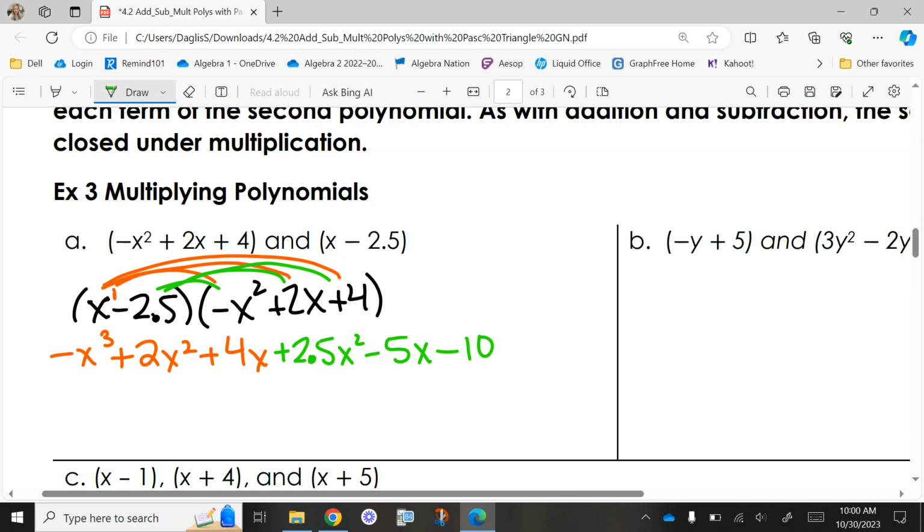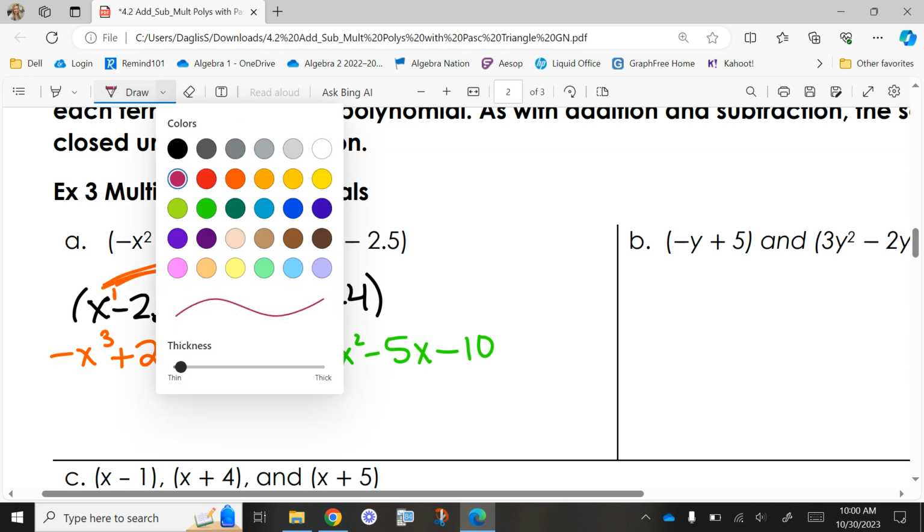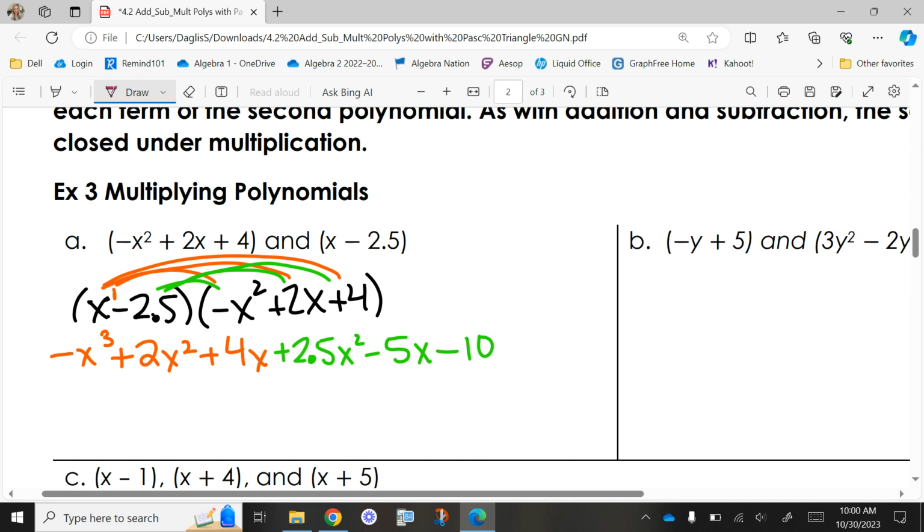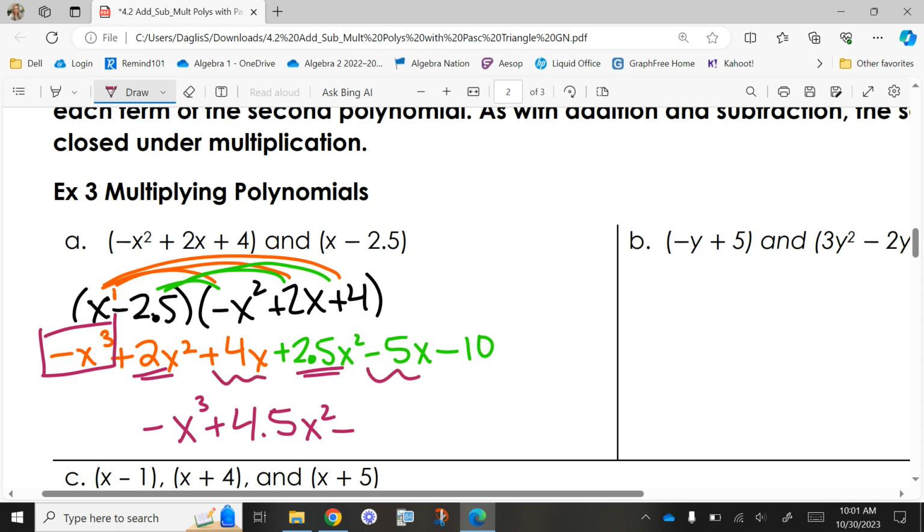And then we combine like terms. I see one piece with the x to the power of 3 at the beginning, right? And then I have 2x squared and 2.5x squared. So that gives me 4.5x squared. 4x minus 5x gives me negative 1x or negative x. And then finish it off with a negative 10.